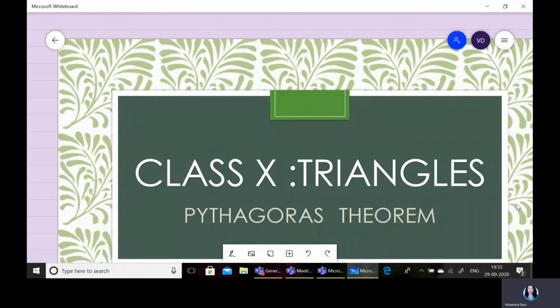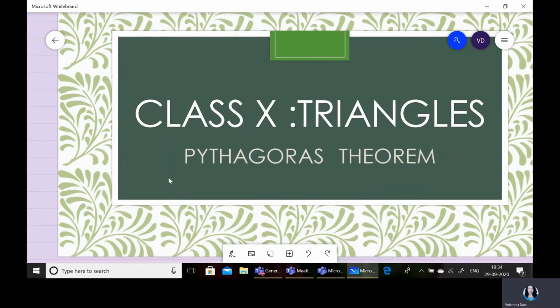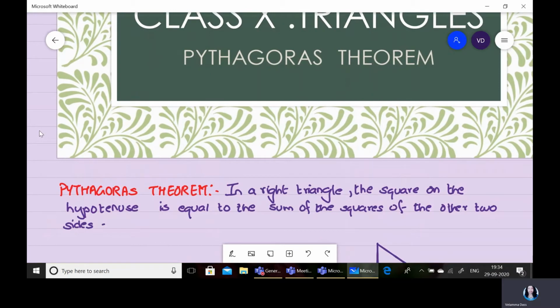Today we are going to do class 10 triangles, the Pythagoras theorem. This theorem is really very important. In the lower classes, you must have learned about this Pythagoras theorem. Now in 10th, we are going to prove this theorem using the similarity concept. So let's start solving this Pythagoras theorem.